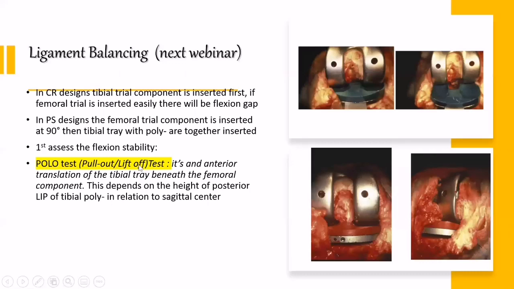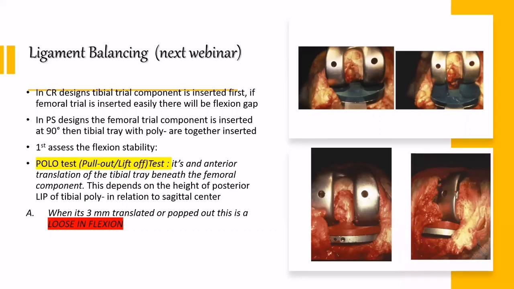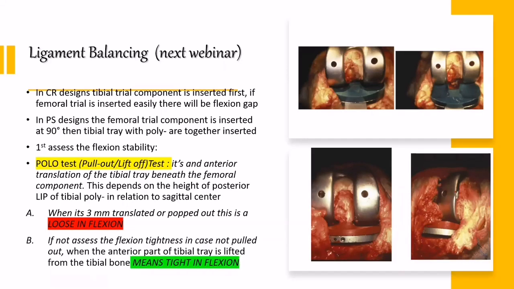One of them is called the pull-out lift-off test. This is when the anterior translation of the tibial tray, as you see in this picture above, beneath the femoral component, will come out more than 3 mm, this means that the flexion gap is large. If it does, we will try how to manage this one. So it is loose in flexion, yes.